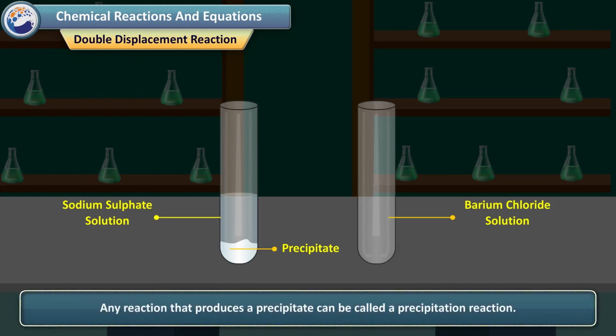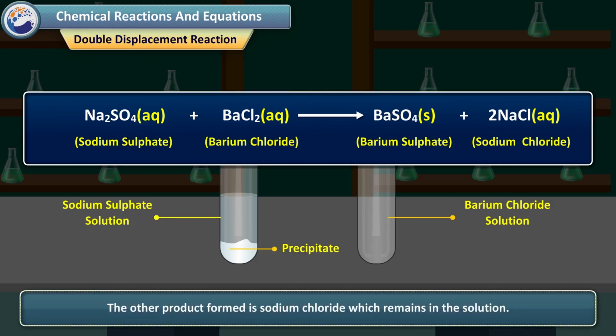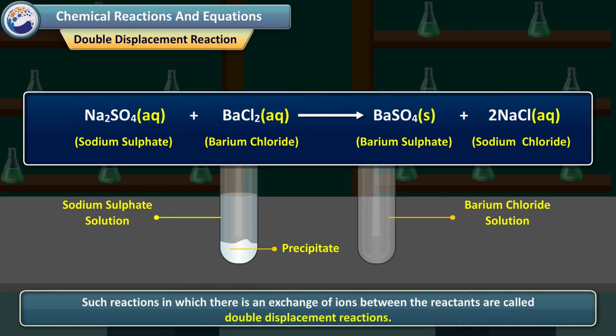Any reaction that produces a precipitate can be called a precipitation reaction. Aqueous sodium sulfate plus aqueous barium chloride gives solid barium sulfate plus aqueous sodium chloride. The white precipitate of barium sulfate is formed by the reaction of SO4 2- and Ba2+. The other product formed is sodium chloride which remains in the solution. Such reactions in which there is an exchange of ions between the reactants are called double displacement reactions.